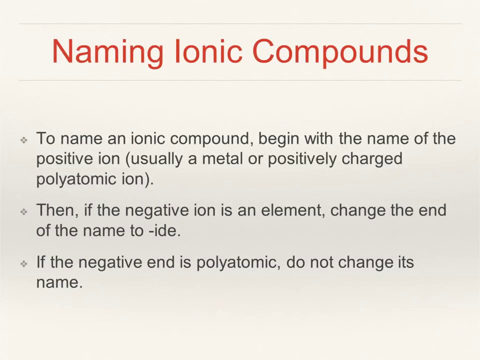So when we name ionic compounds, it's going to have like a first and last name, kind of like people. So to name an ionic compound, we're going to start with the name of the positive ion, which is the first one. It's usually a metal, a positive charge, or a positively charged polyatomic ion, which is the list that you had in the first video. So we'll start with that name. It'll stay the same. Then, if the negative ion is an element, we're going to take the ending of that element name and drop it and switch it out for IDE. If the negative ion is polyatomic, we'll just leave it the same.